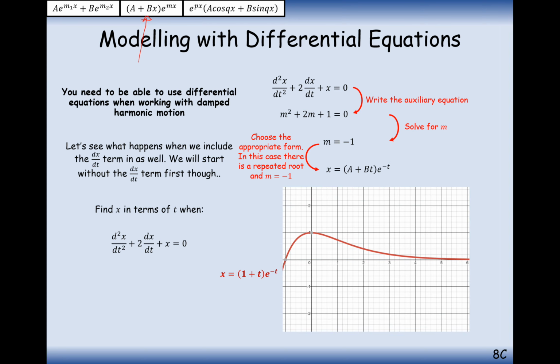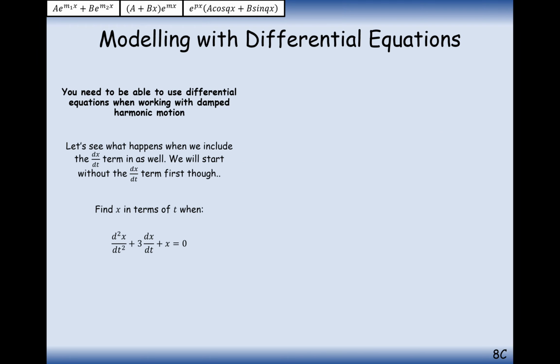So what will the graph of this thing look like? It will be a slowly decreasing graph down towards the x-axis. So it's not going to oscillate around the x-axis at all. It's just going to slowly go down to the x-axis. So that's for repeated roots. Let's now have a look at what will happen when we put 3 in the front of the dx by dt term there. Let's solve this equation here.